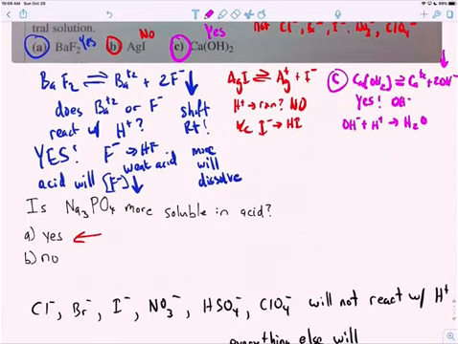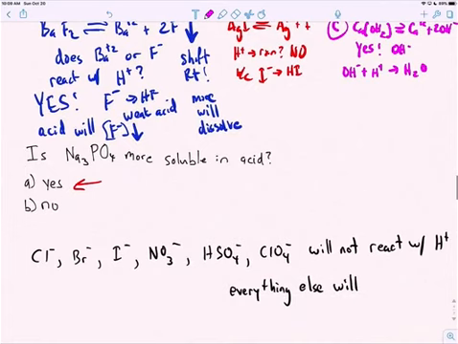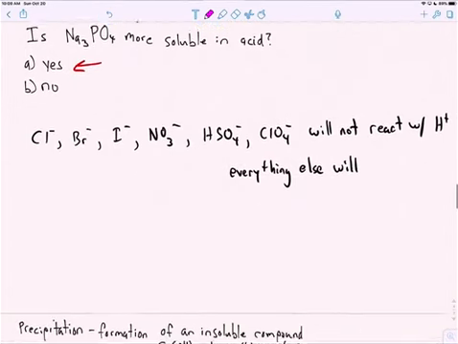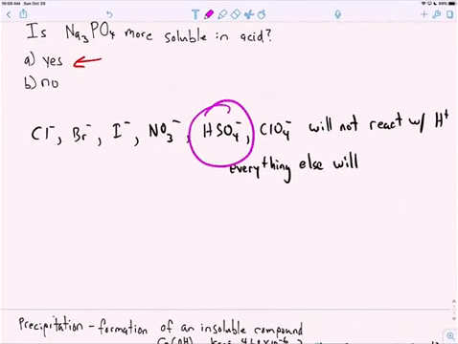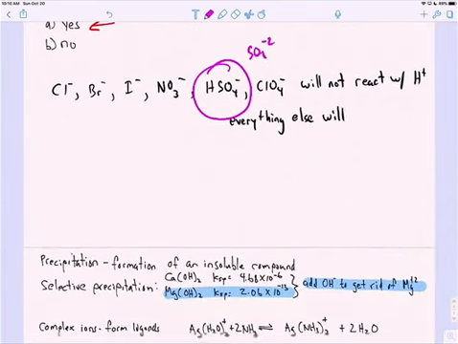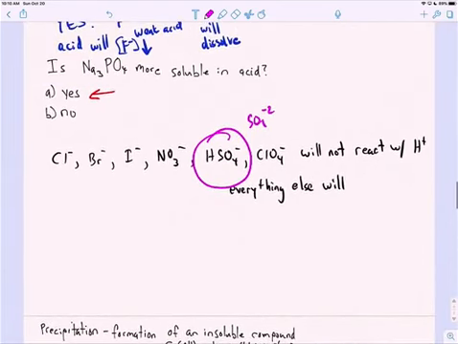And sodium triphosphate, or trisodium phosphate, TSP, is this more soluble in acid? The answer is yes. And again, there's a reason. Everything else will. Well, bisulfate, I guess this won't react in acid, but the SO4 minus 2 ion will. So that's a tough one. So this one will react. Well, this one won't. The bisulfate won't, but its product will.